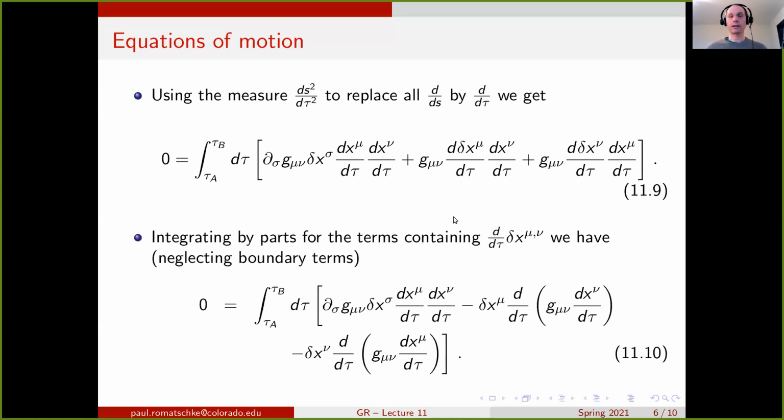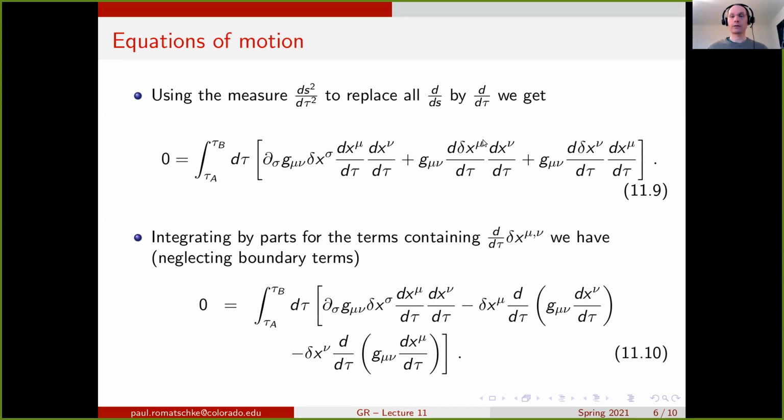So now we want to integrate by parts to recast in particular these terms here that have the time derivative of the variation. We want to express it as the variation times the time derivative. There will be boundary terms, but these we neglect for the moment, so we can think that these two points A and B are just infinitely far away. So then we can neglect the boundary terms.